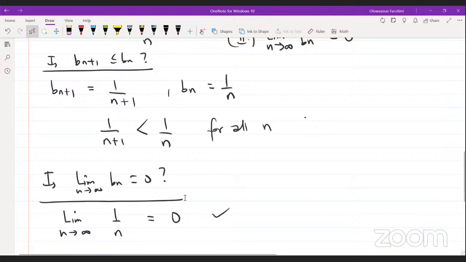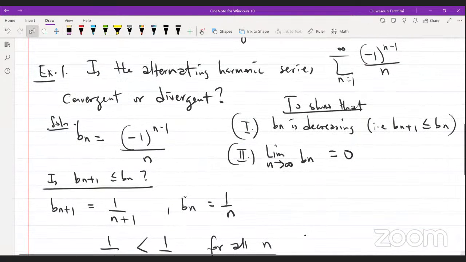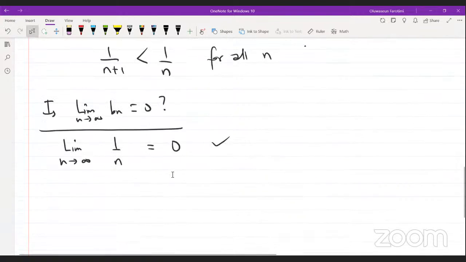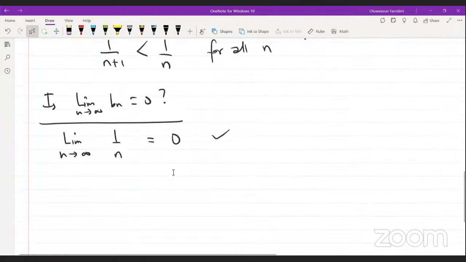Okay. So the b sub n, just a little mistake here, guys. The b sub n here should actually just be 1 over n. Just 1 over n. So let me correct that for my notes. All right. So these 2 conditions are satisfied.